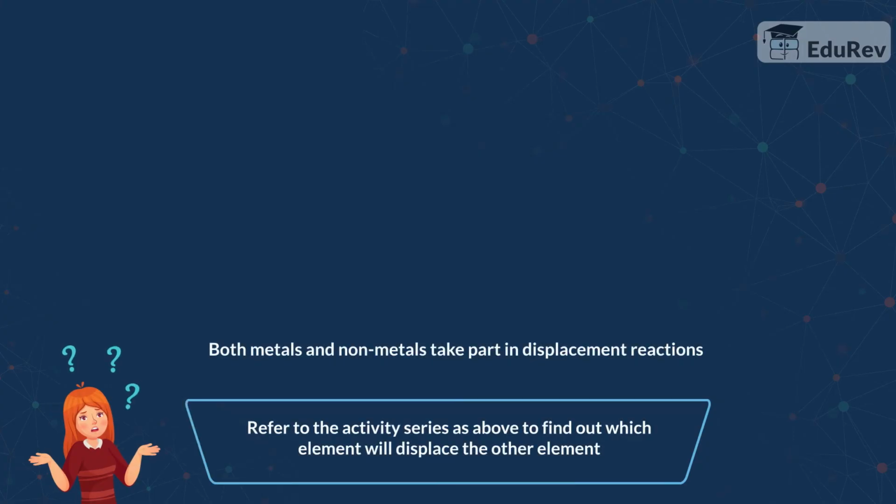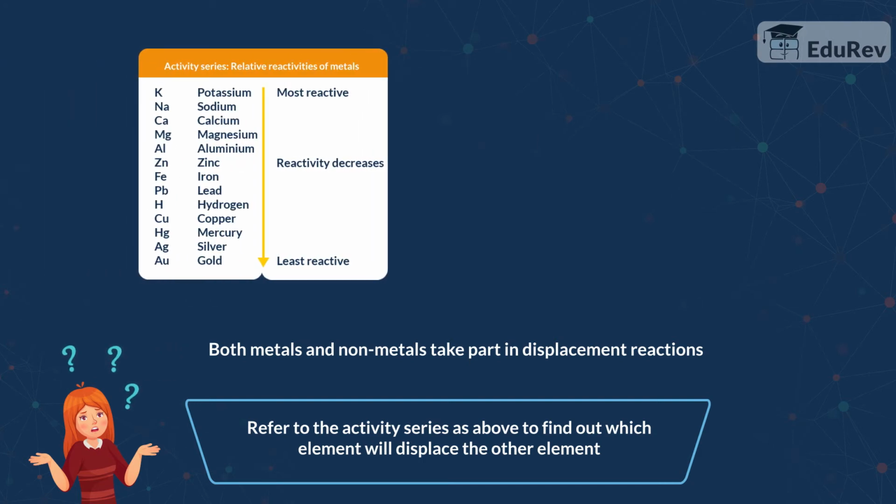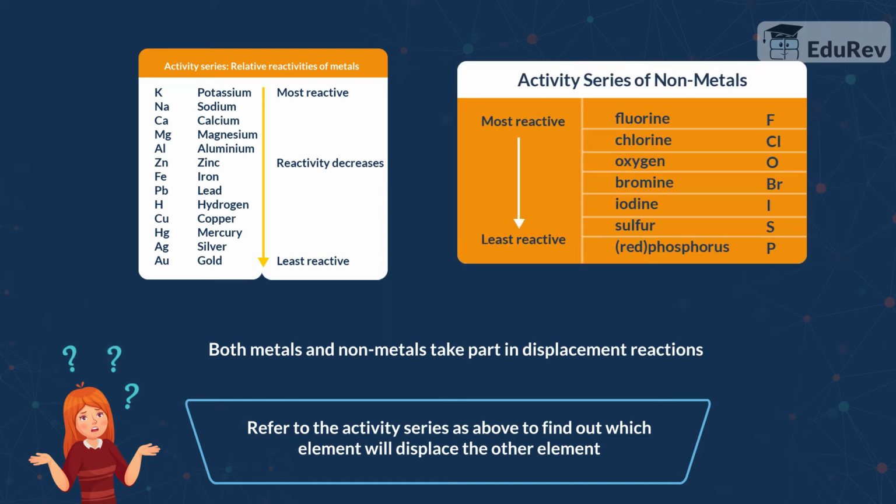So, how do you know which element is more reactive than the other? Not that difficult. Here is an activity table that you need to refer to find out your answers. Both metals and non-metals take part in displacement reactions. From the activity series, it will be seen that a more active element will displace a less active element from a solution of its salt.